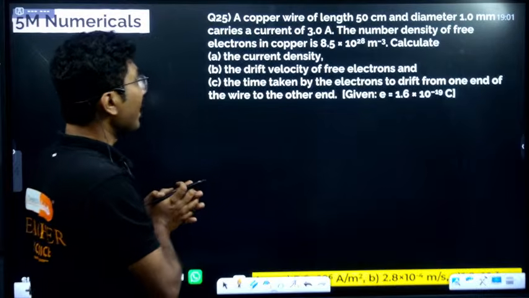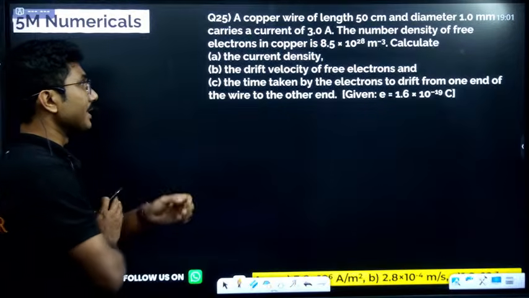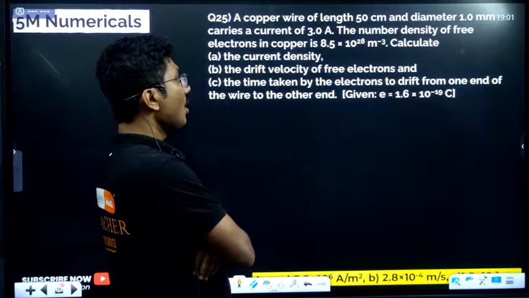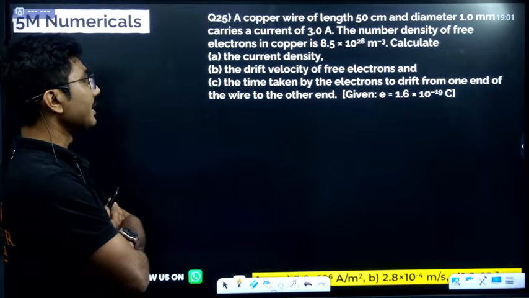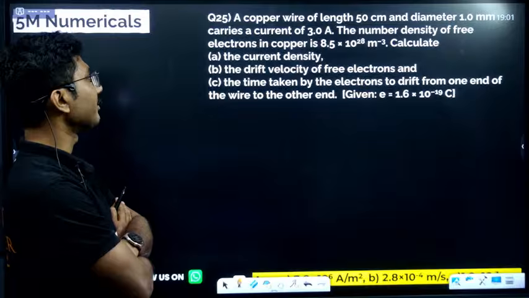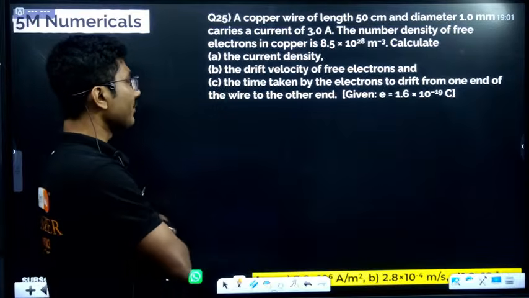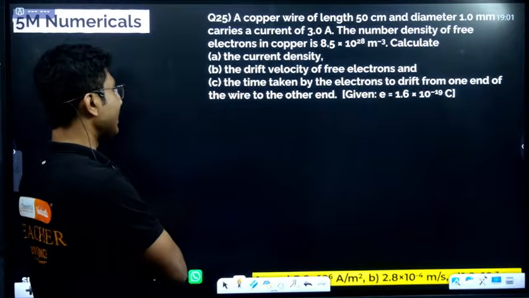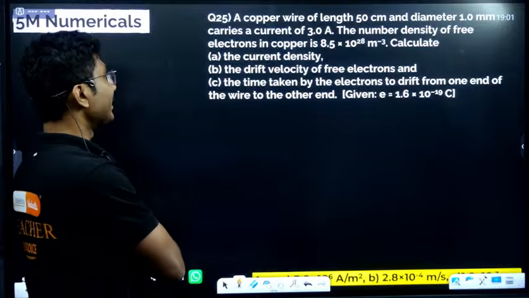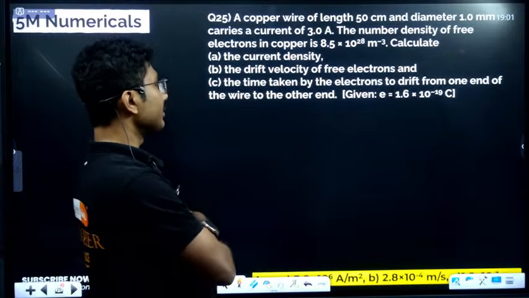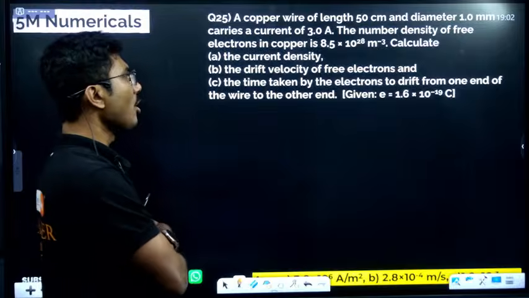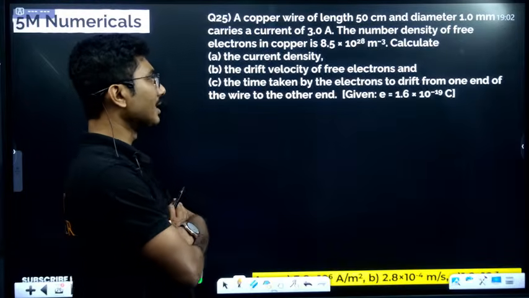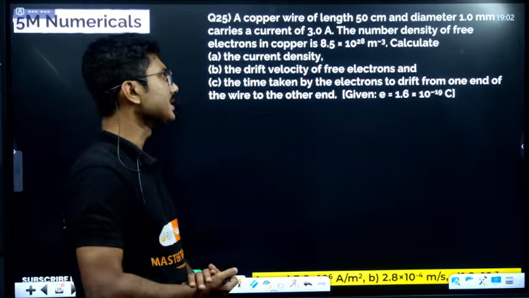A copper wire of length 50 centimeter and diameter 1 millimeter carries a current of 3 ampere. The number density of free electrons in copper is 8.5 into 10 to the power 28 per meter cube. Calculate the current density, the drift velocity of free electrons, and the time taken by the electrons to drift from one end of the wire to the other end, given the value of e.